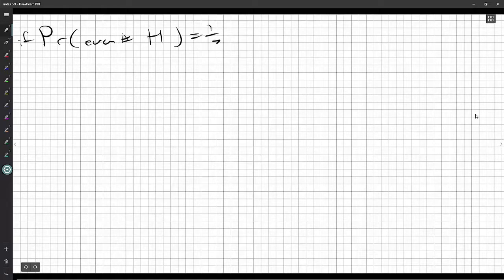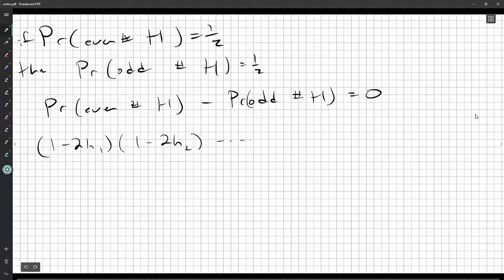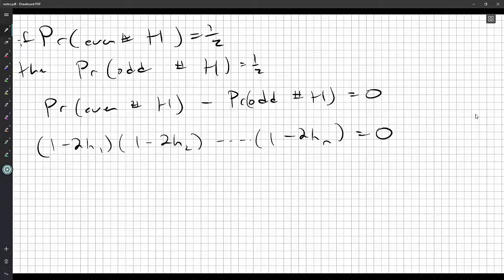If the probability of an even number of heads is 1/2, then the probability of an odd number of heads is also 1/2. So the difference in those two probabilities must be 0. And so what we'd like to do is factor this, maybe into 1 minus 2h1, 1 minus 2h2, and so on. For 14, although it really doesn't matter, it could be any number of coins, I think. And then in order for this to be 0, one of these has to be 0, and so at least one of the h's has to be 1/2.